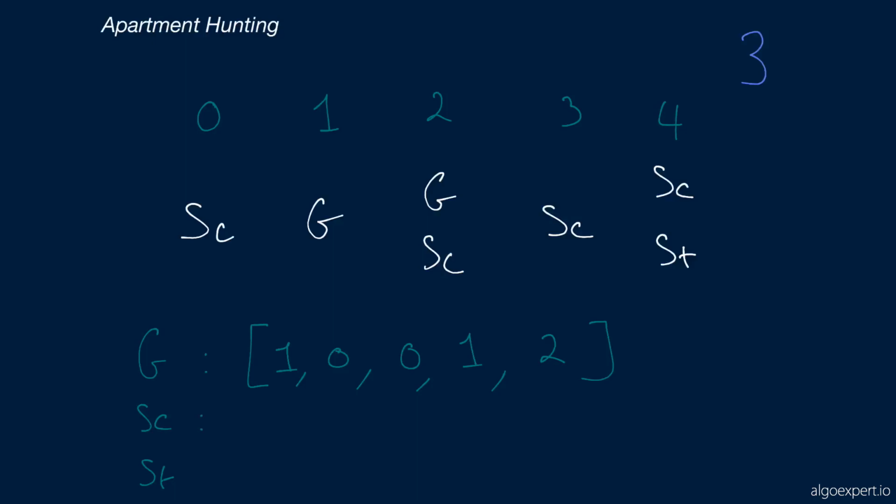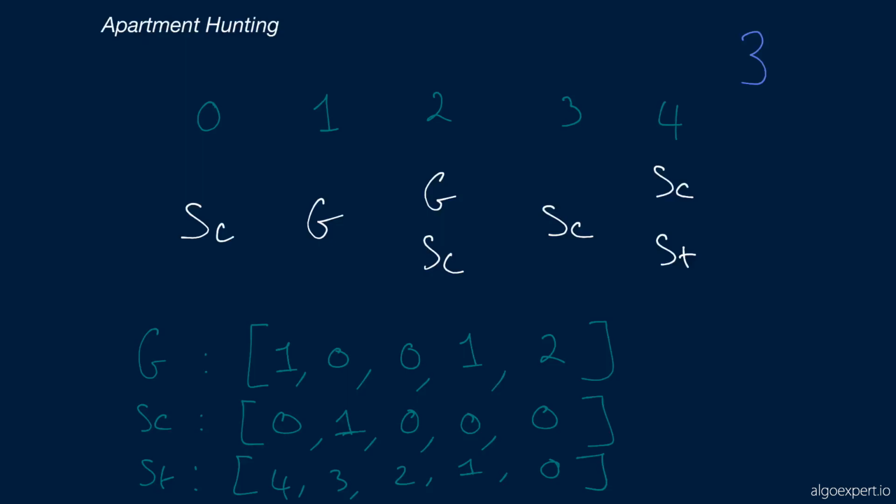Then imagine we knew that for the school, at index 0, it was 0 blocks away, then 1 block away, 0 blocks away, 0 blocks away, 0 blocks away. And for the store, we knew that this was 4, 3, 2, 1, 0. These values we were computing in that third for loop in our previous solution.